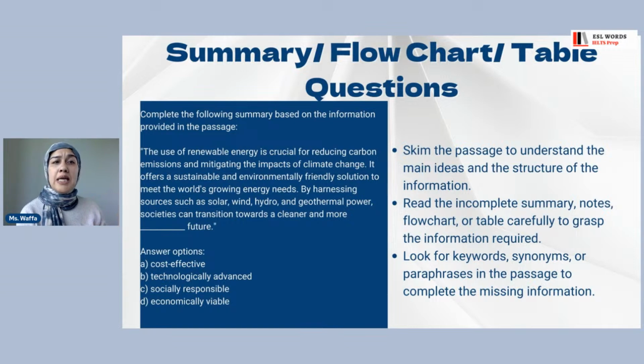So, the best steps to take for this question type is you need to skim the passage to understand the main ideas and the structure of the information. Then you need to read the incomplete summary, notes, or flowchart, whether it's a chart or a table, and carefully grasp the information that is written within that section and what information is missing. So you could get a general idea. And then you need to look for keywords, synonyms, or paraphrases in the passage that will help you locate the missing information.